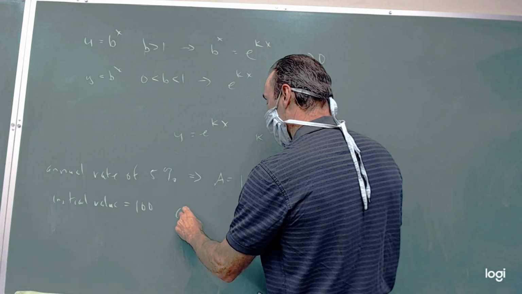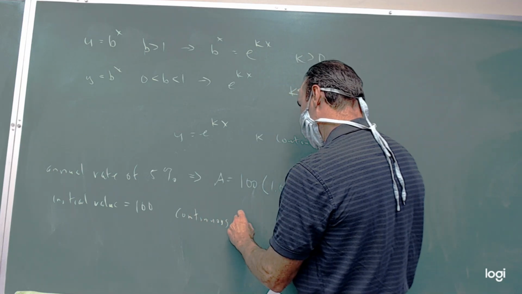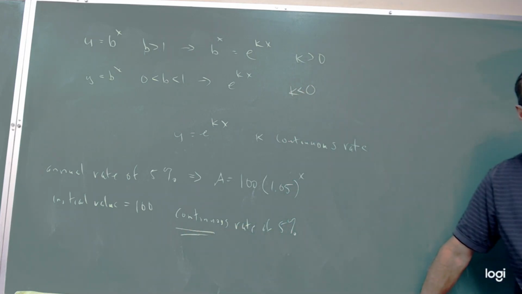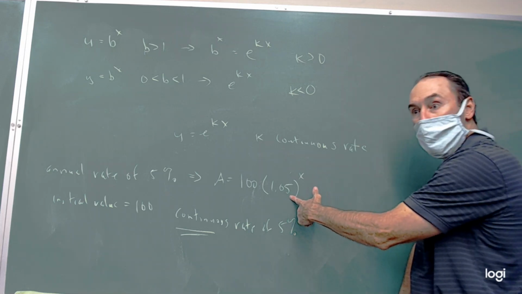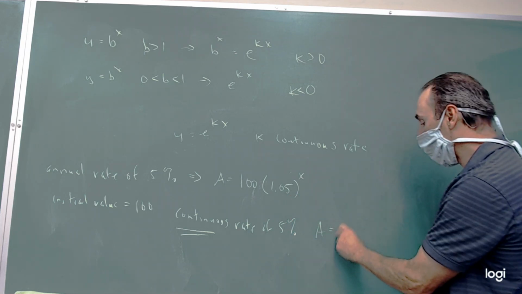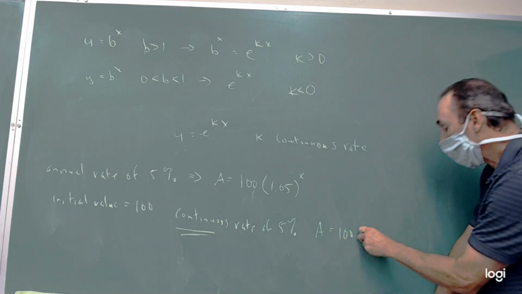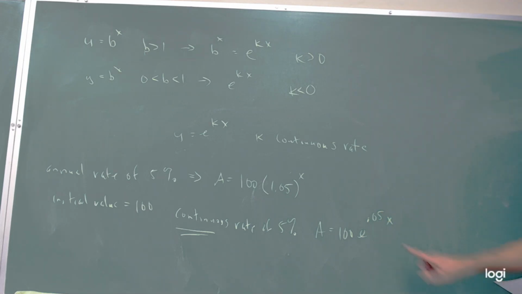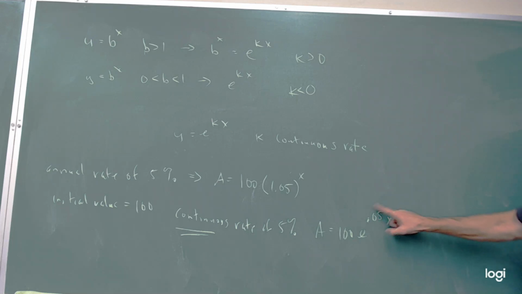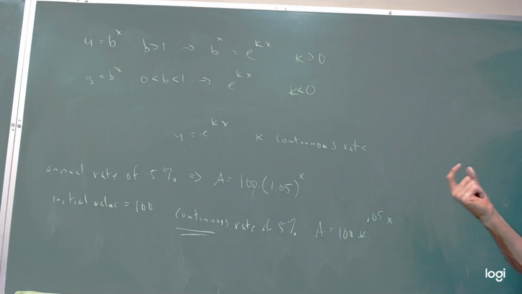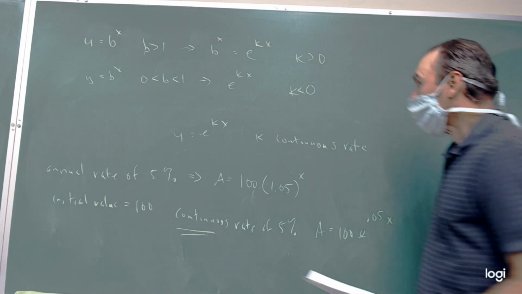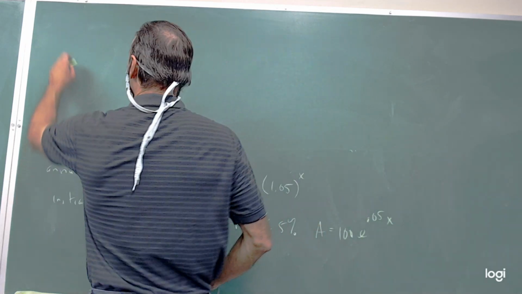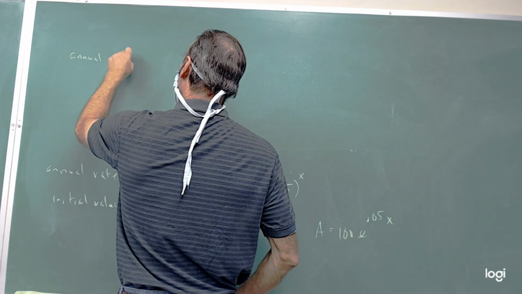Now, if we do a continuous rate of 5%, because you're going to see the word continuous rate, it's not going to be this at all. Now A is going to be 100 e to the 0.05x. So you're going to see, just like our PERT formula, that the number multiplying the x holds the percent increase.